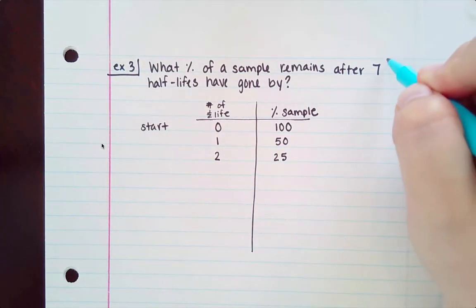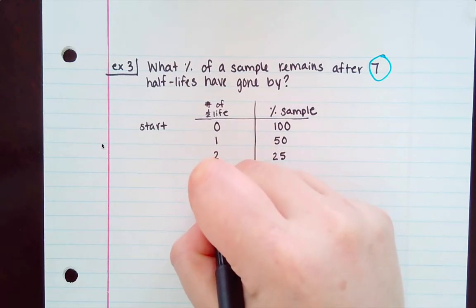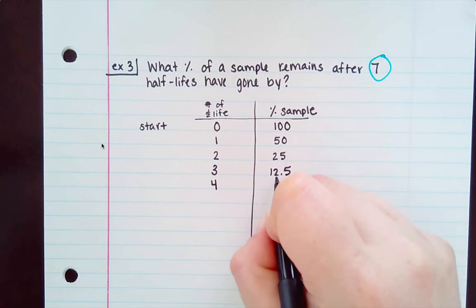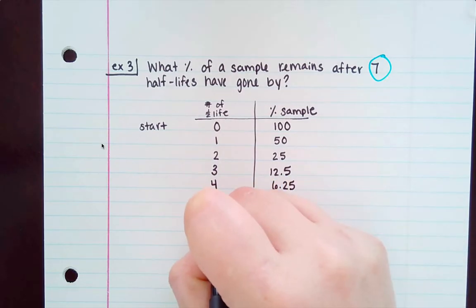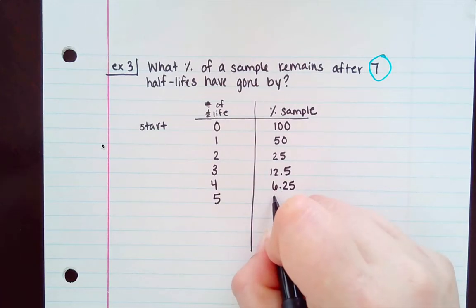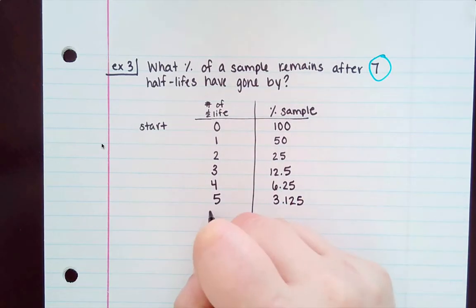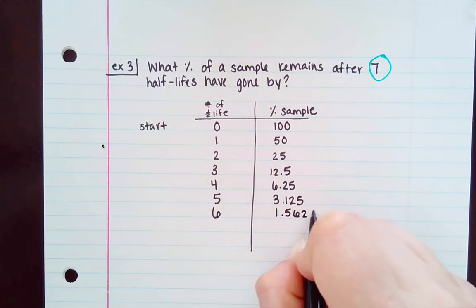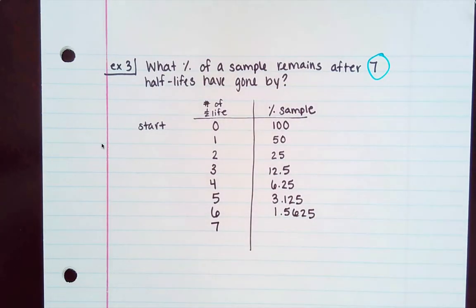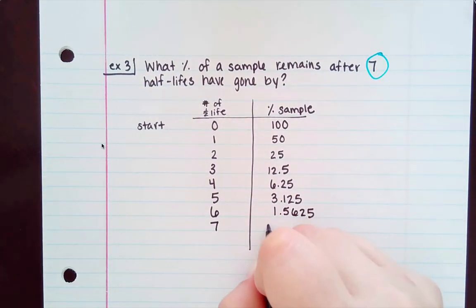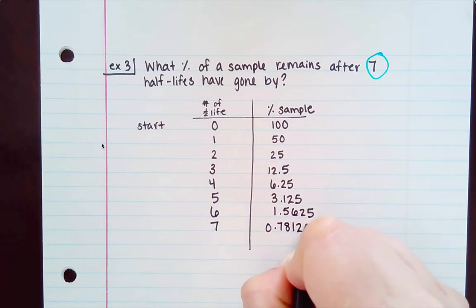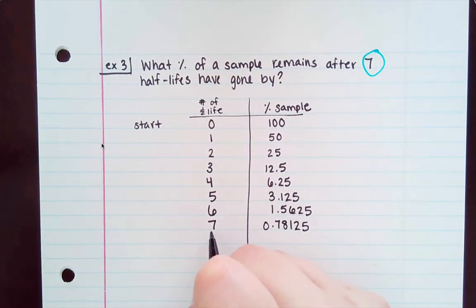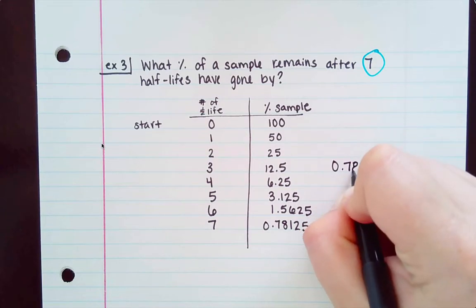And remember, we've got to go all the way to 7. 3 half-lives go by, half of 25 is 12.5. 4 half-lives go by, half of that, 6.25. 5 half-lives go by, half of that, 3.125. 6 half-lives go by, half of that, 1.5625. And 7 half-lives go by, half of this one, 0.78125. I'm going to go ahead and round it and say how much is after 7 half-lives? 0.78%.